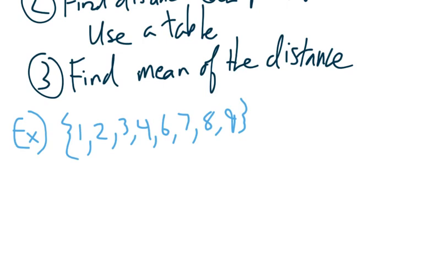My example is just a set of numbers 1 through 9 excluding 5. So there's no 5 in here. And you'll see why in a second because it's going to help with crunching some numbers.